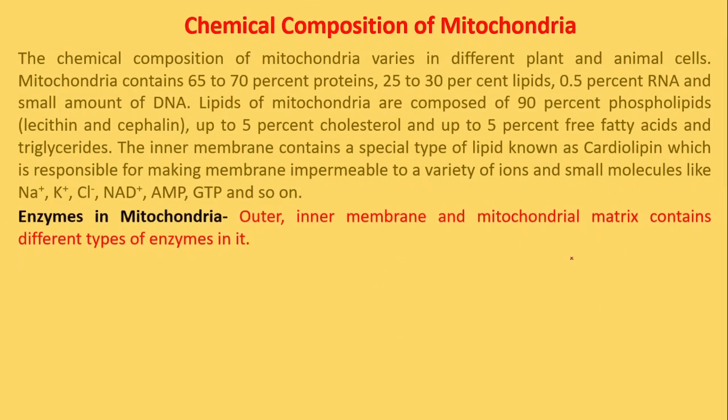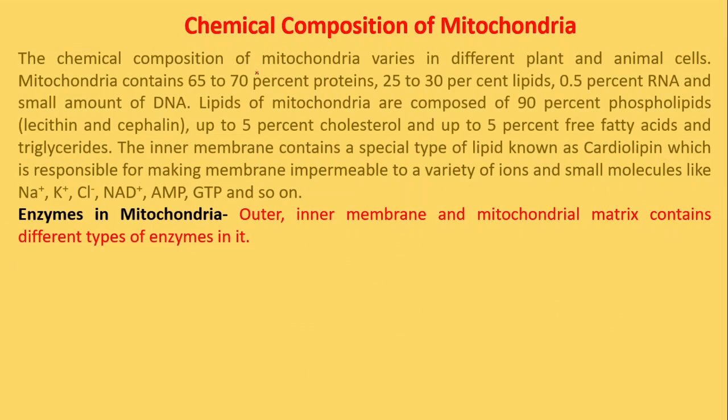Now, if we see the chemical composition of mitochondria, it varies in different plant and animal cells. Mitochondria contain 65 to 70% proteins, 25 to 30% lipids, 0.5% RNA, and a small amount of DNA. Now, the lipids of mitochondria are composed of 90% phospholipids, and the majority of these phospholipids contain lecithin and cephalin. Then it contains up to 5% cholesterol and up to 5% free fatty acids and triglycerides.